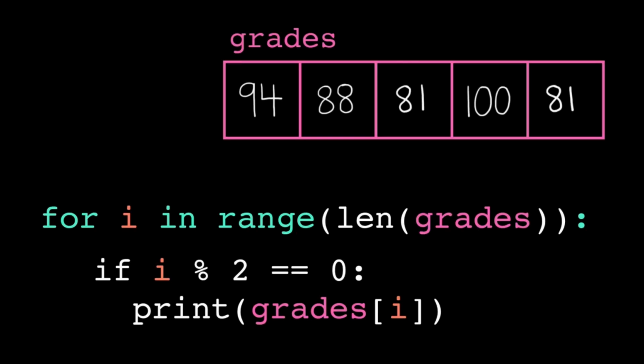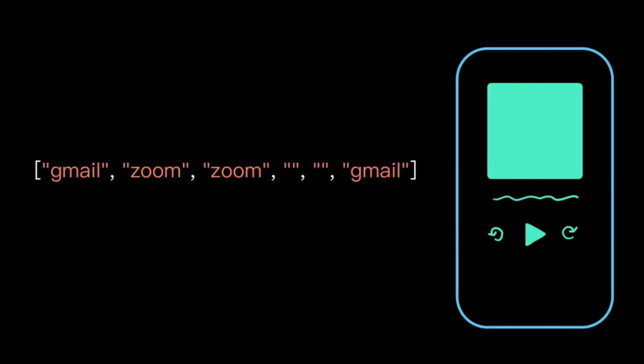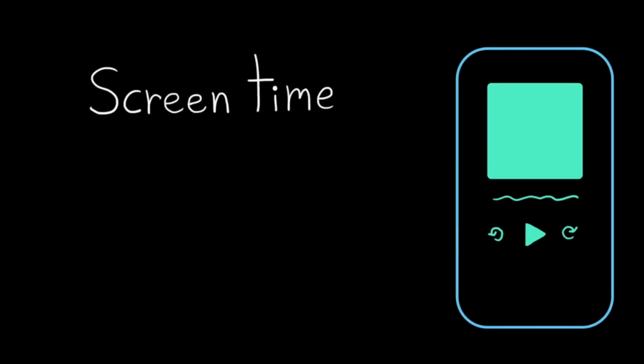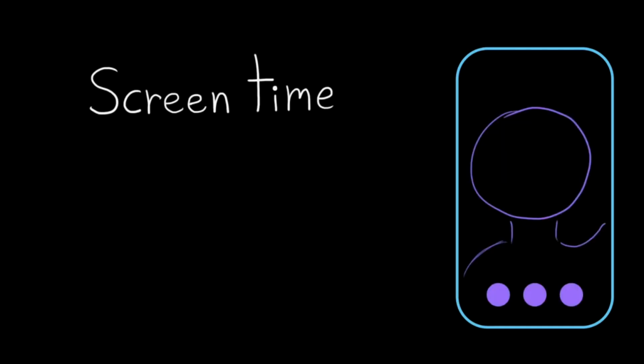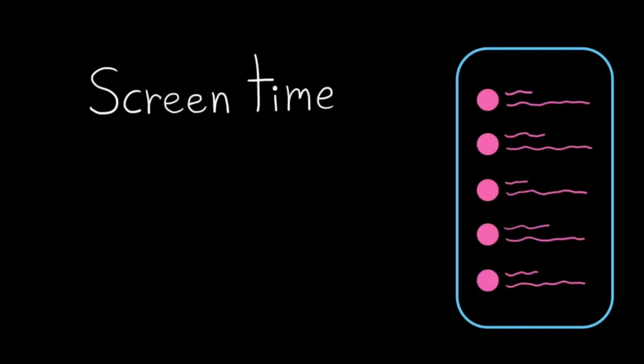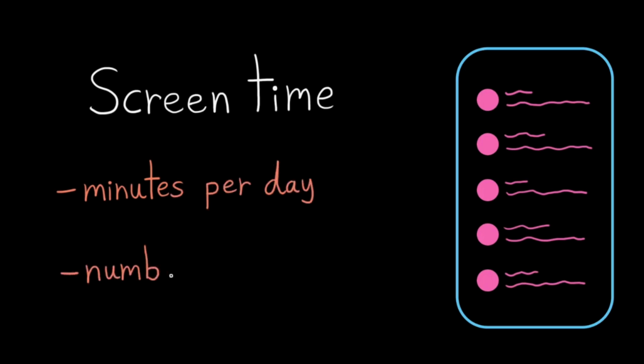But whether you're iterating by index or by element, loops give us the power to easily go through every element of a list. Let's design a program with lists. Say we've been tracking our screen time usage on our phone, and we want to take a closer look at that data to better understand our usage patterns. I want to know how many minutes I spend on my phone every day, and how many separate times I pick up my phone to do something, which I'll call screen time sessions.